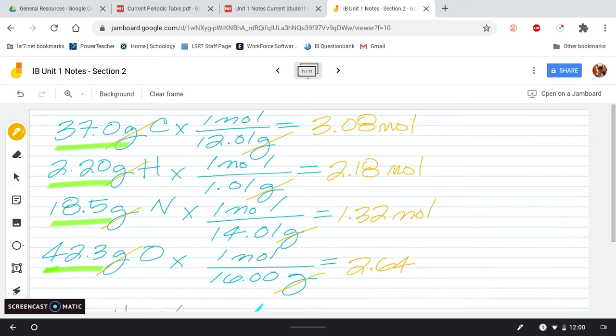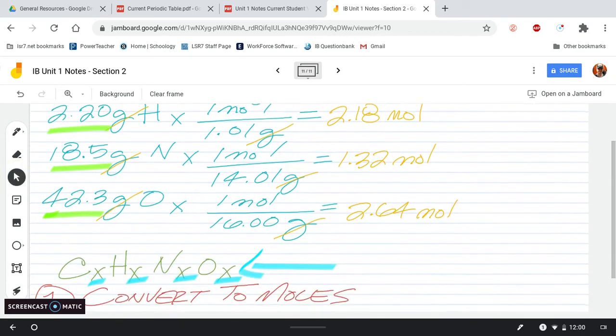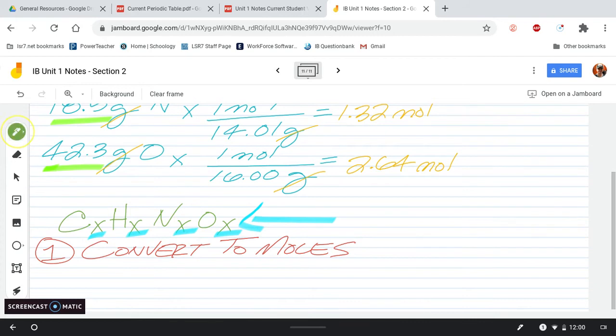Okay, so those numbers are not what we want to use because we need to get rid of the moles. We don't need the moles. We need that to be gone. We've got to get rid of that. So here's the trick, and that's what students always forget. So we're going to go ahead and write it down. Step number 2 is going to be divide by the smallest.